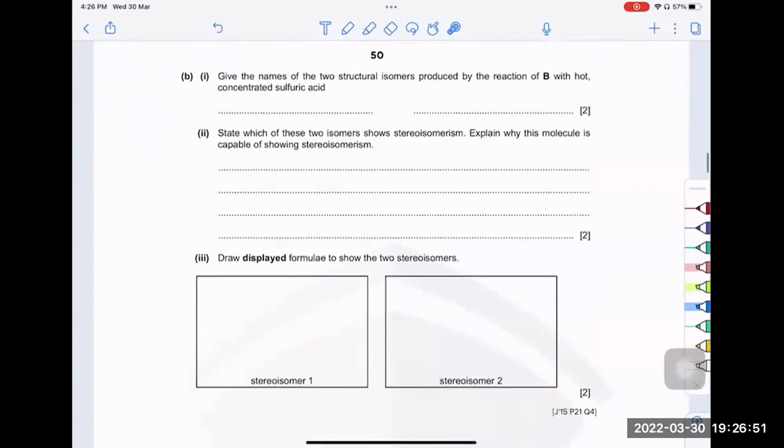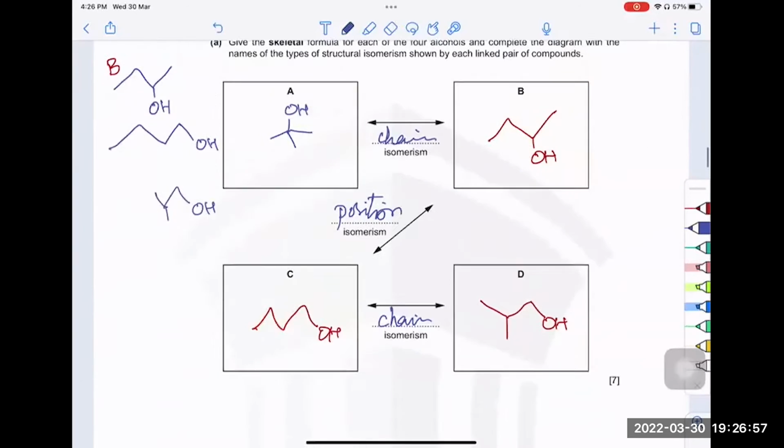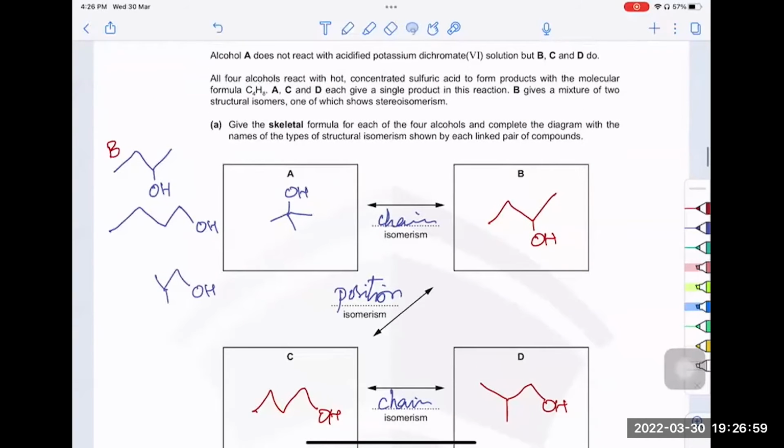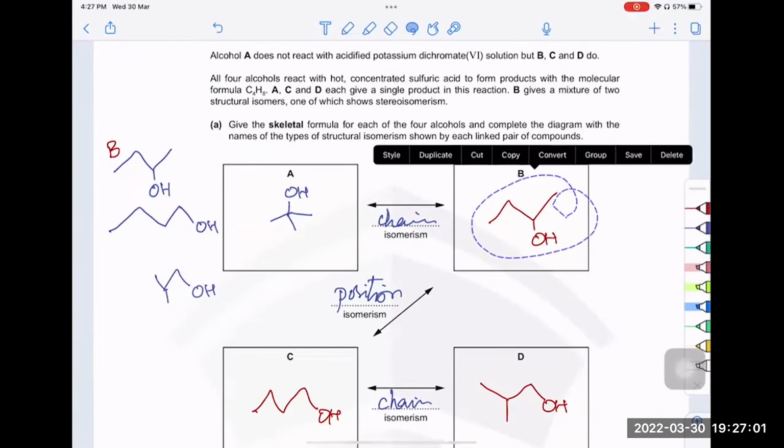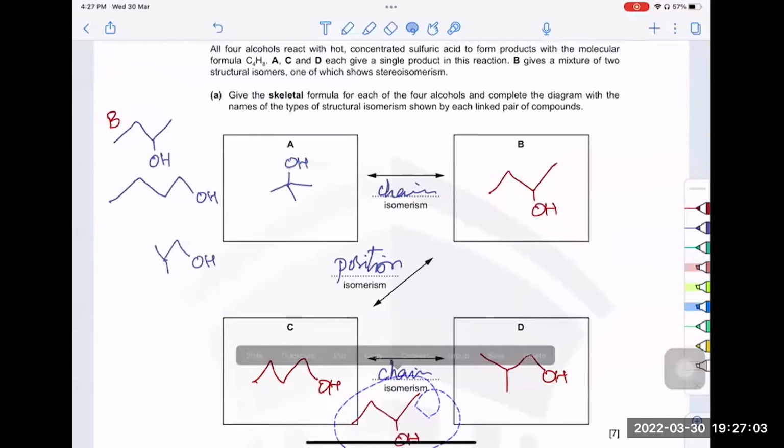Give the names of the two structural isomers produced by the reaction of B with hot concentrated sulfuric acid. So hot concentrated sulfuric acid. Let me copy B from here. So B was this thing. Let me copy that. Bring it down here.